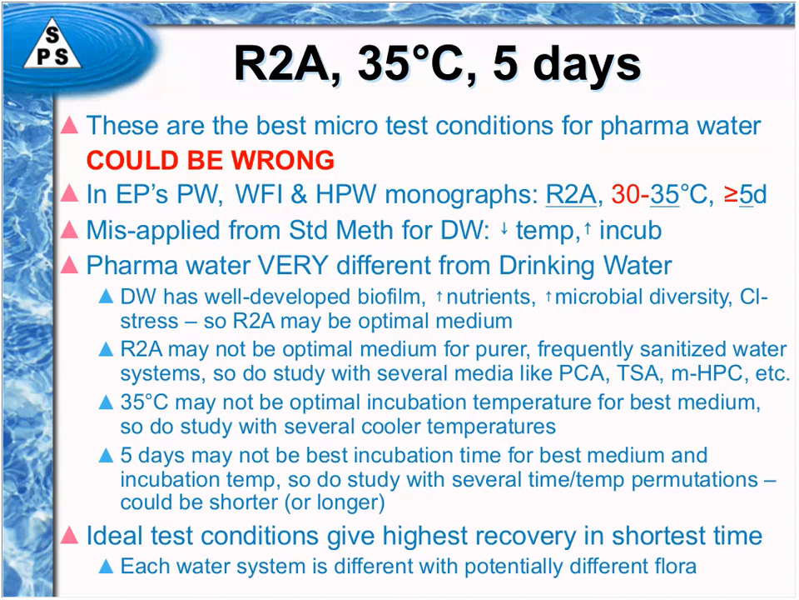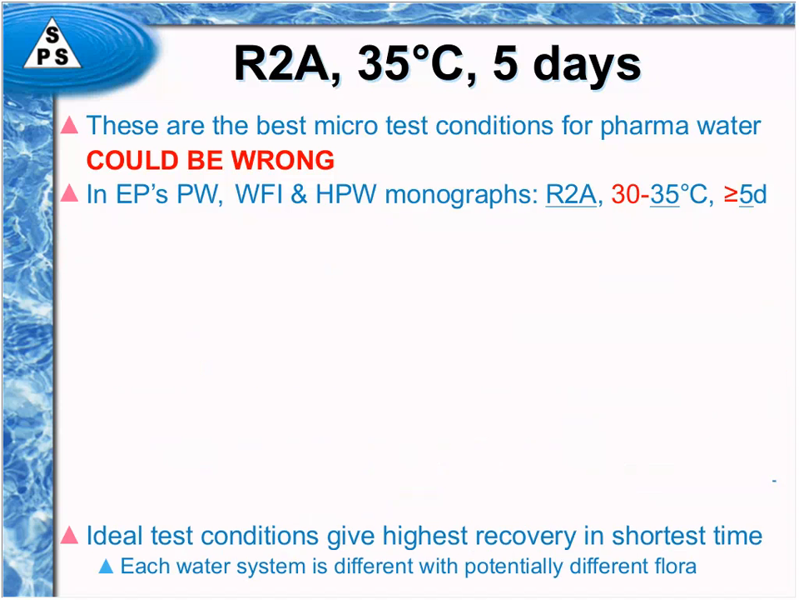And every water system is potentially different with potentially different flora, because everything that you do to a water system, including its starting water, has an impact on the flora that eventually develop in that water system. And so you may find that R2A at 30 to 35 degrees for 5 days is best, but in my personal experience, I have never seen a difference in the finished water between R2A and TSA or plate count agar or whatever at the optimal temperature, usually 30 to 35 degrees, and often you can see test results in 48 to 72 hours, which is a whole lot better.